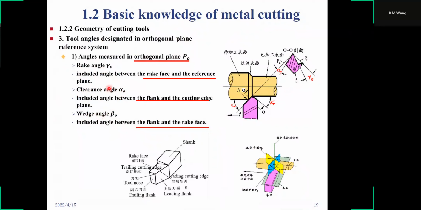We can know that the rake angle, we can see this picture, the rake angle is the angle between the rake face and the reference plane. This is a reference plane, and this surface is a rake surface.